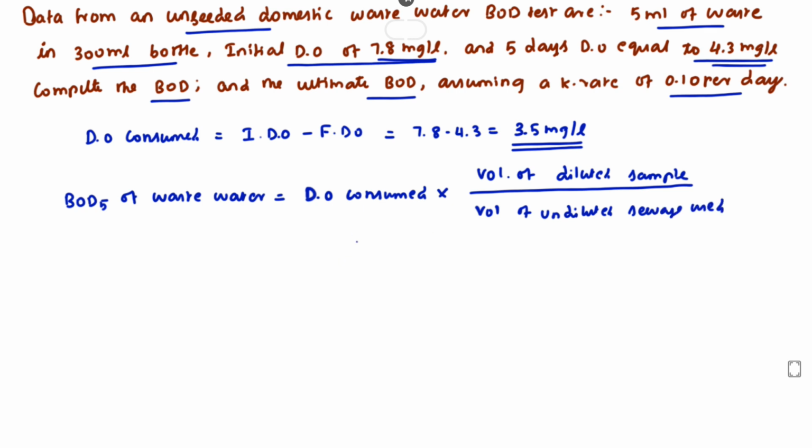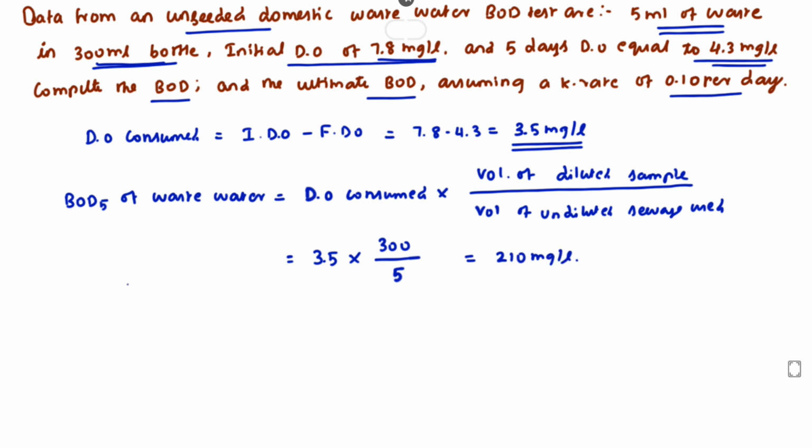Now we substitute all the values. The DO consumed, we found, is 3.5 milligram per liter, into the volume of diluted sample, which is the 300 ml bottle, divided by the undiluted water, which is 5 ml. That is given: 5 ml of waste in a 300 ml bottle. Solving this, we get the value of 210 milligram per liter.